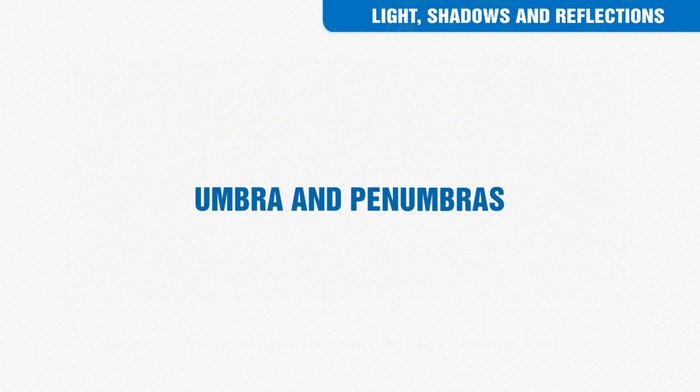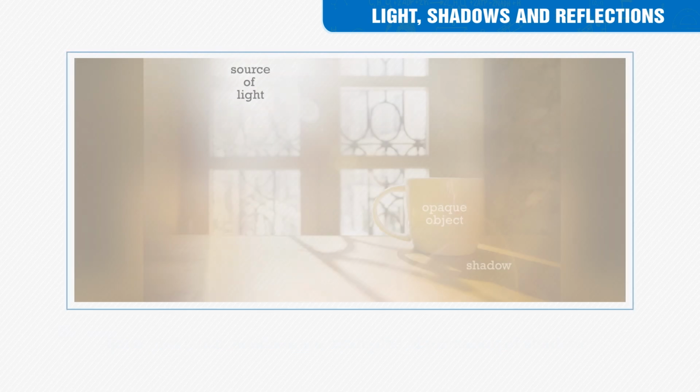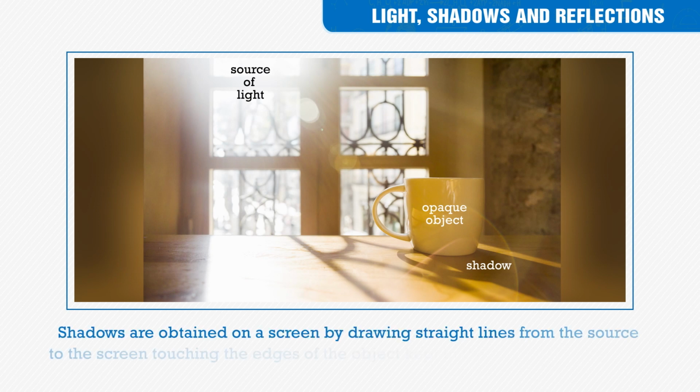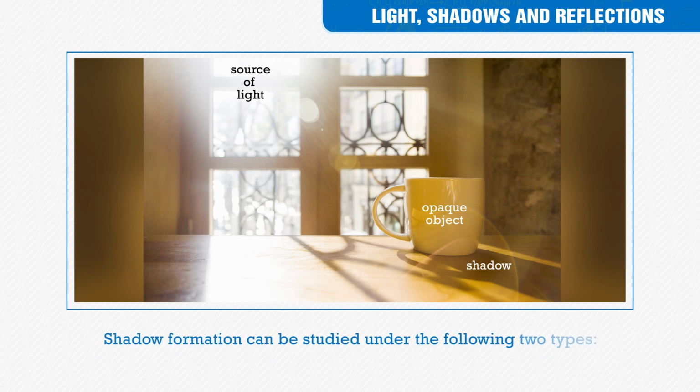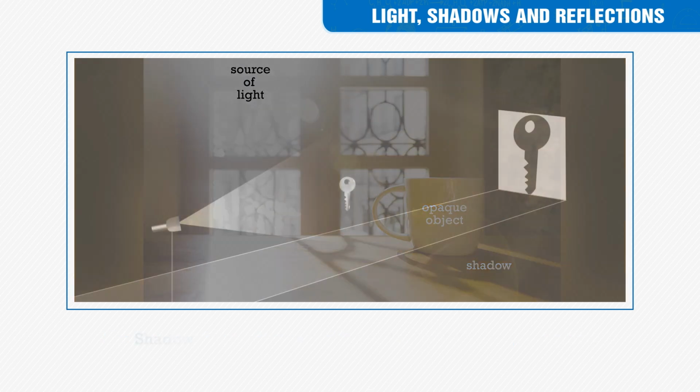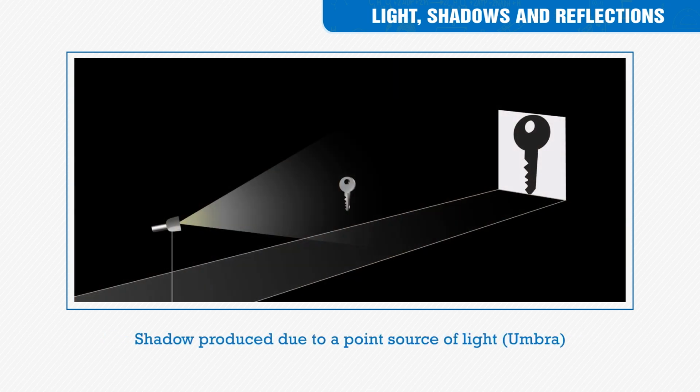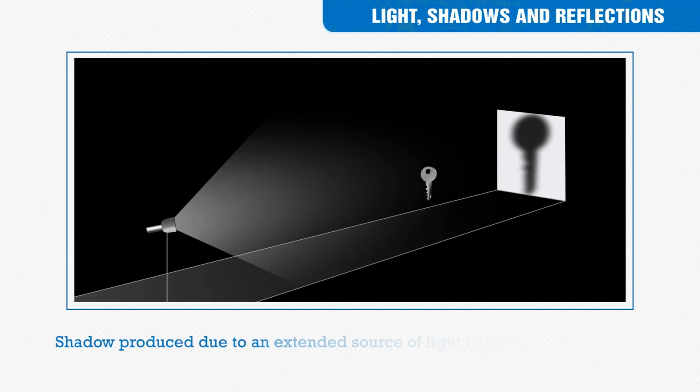Umbra and penumbra. Shadows are obtained on a screen by drawing straight lines from the source to the screen touching the edges of the object kept in the path of the light rays. Shadow formation can be studied under the following two types. Shadow produced due to a point source of light, umbra. Shadow produced due to an extended source of light, umbra and penumbra.